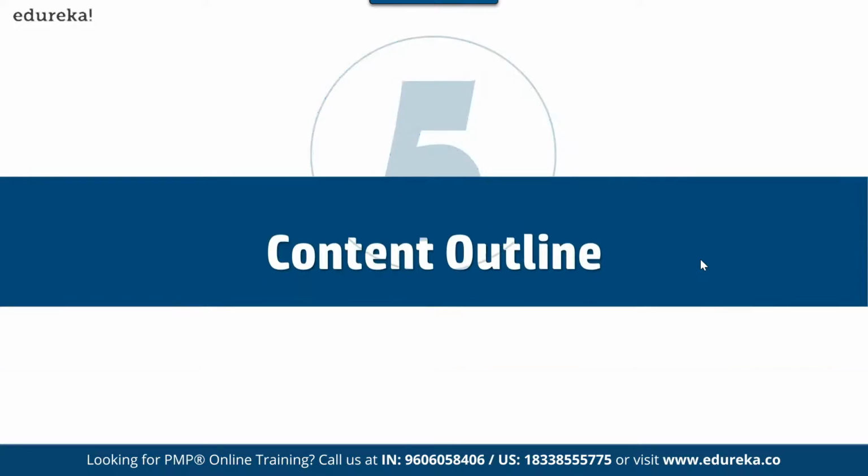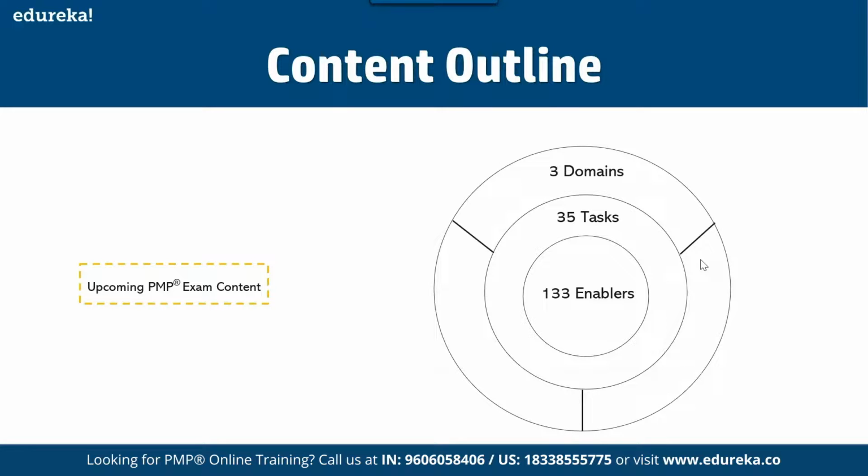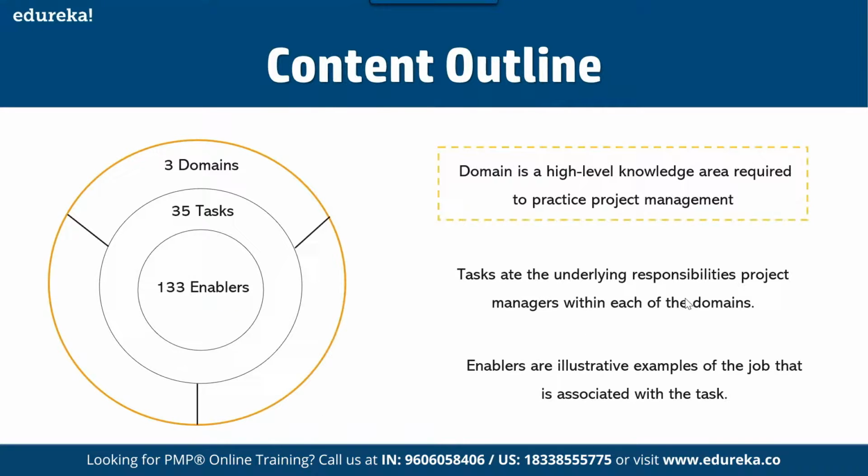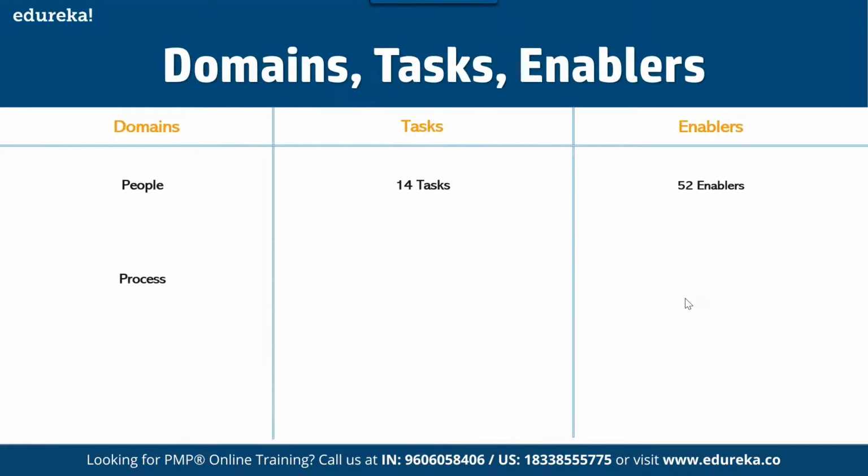Now let's talk about the content outline for the upcoming exam content, which has basically 3 things: the domains, the tasks, and the enablers. Let me show you with the help of an example, which is going to give you more understanding. So this is an example of people, process, and the business environment. Let me start one by one, with people. People are the ones who are going to be the building block for any project. Now it has 3 components that you have seen: domain, task, and enablers.